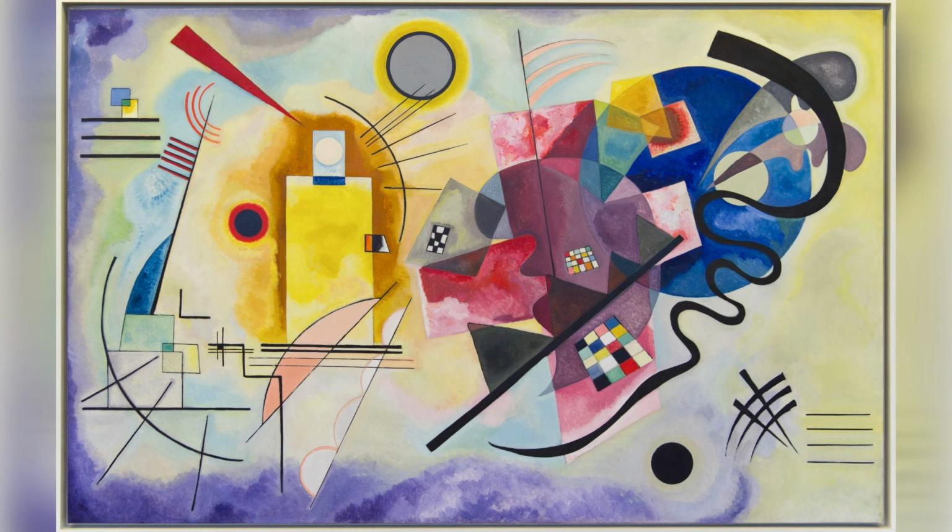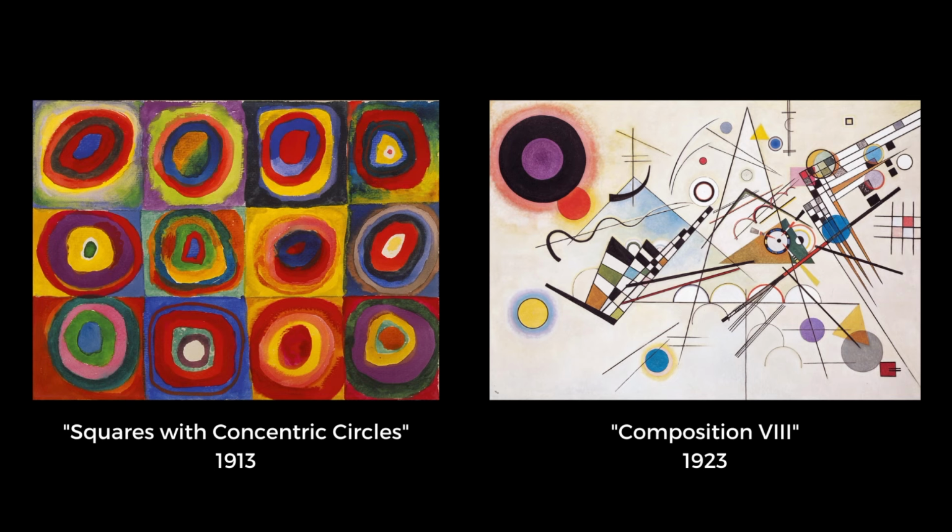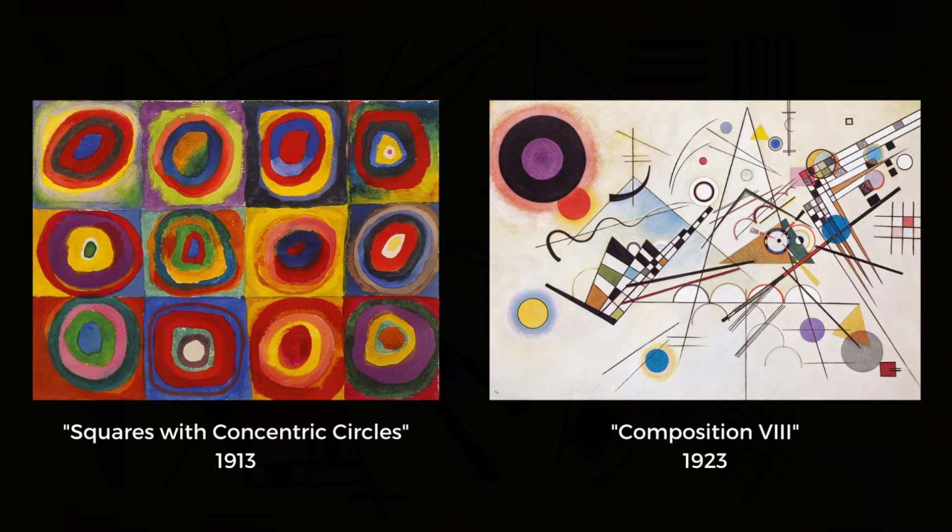Here are two of Kandinsky's most recognized paintings. On the left, we have squares with concentric circles from 1913, and 10 years later, Composition 8 from 1923. Notice the artist's interest in geometric shapes.